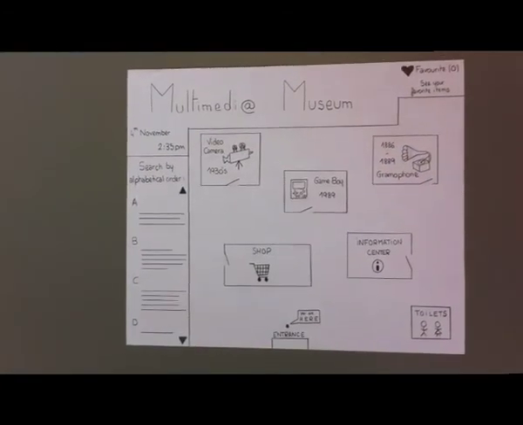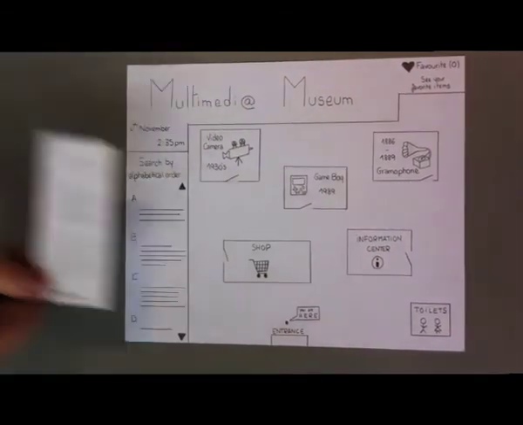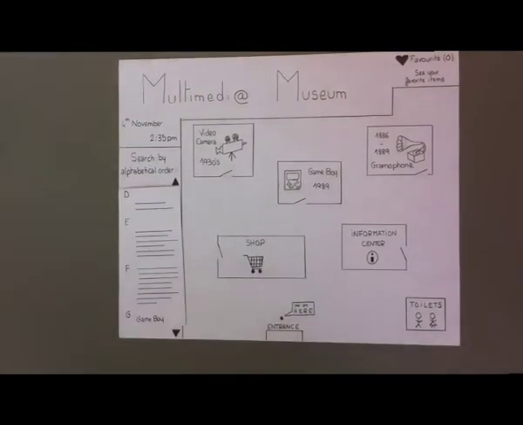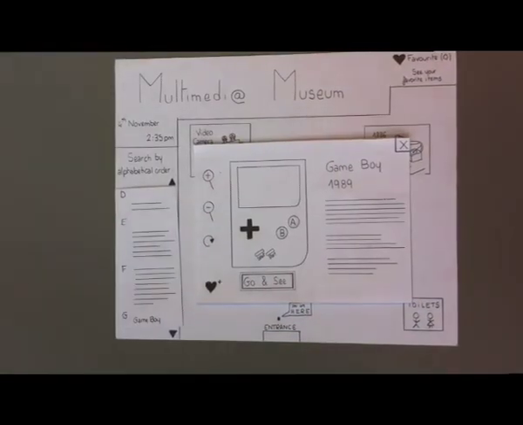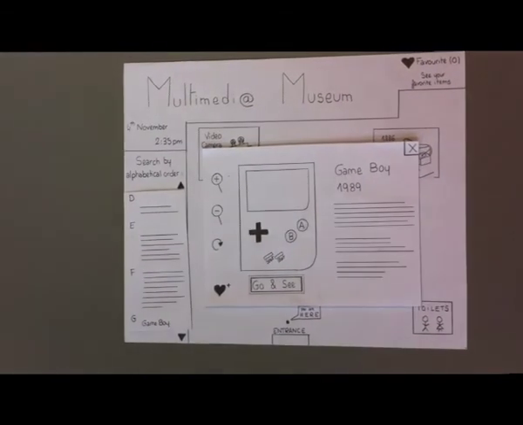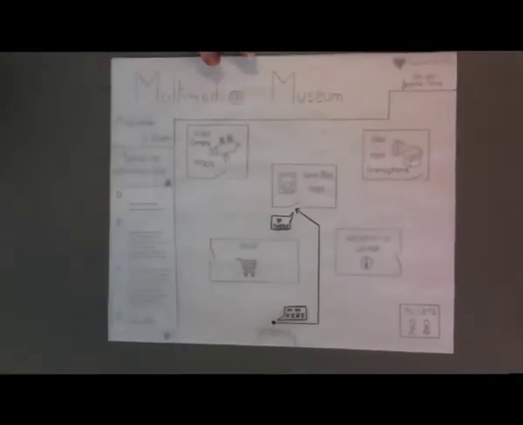If you wanted to choose the Game Boy another way, what way would you do it? And then to choose the Game Boy. And then if you wanted to find the room where the Game Boy is in, what button would you press? And then a map appears telling you what way to go.